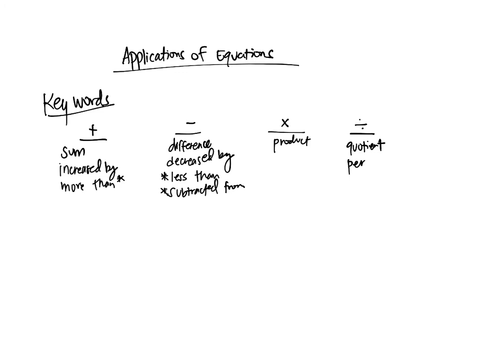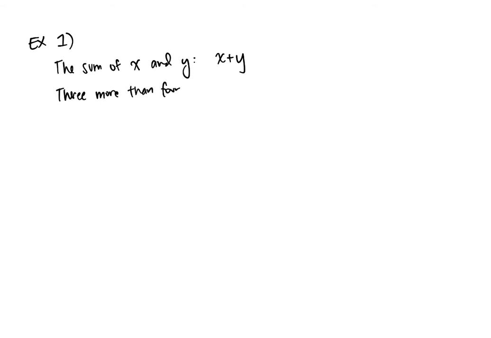Reverse order. For our first example, we'll look at some expressions that we'll convert to algebraic expressions. The sum of x and y I know is going to be addition, so it'll be just x plus y, very easy. The next one will be 3 more than 4. And we know more than is one of the ones that we write in reverse. So 3 is added to 4, so 4 plus 3.